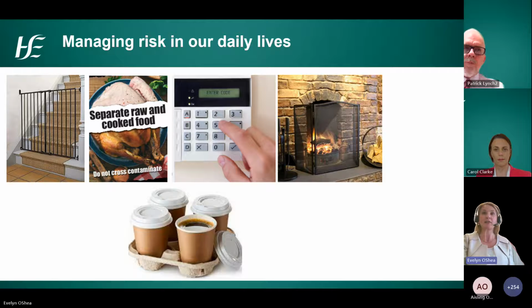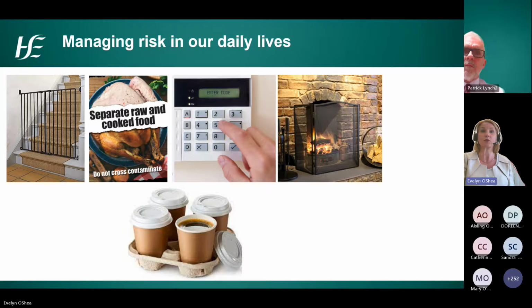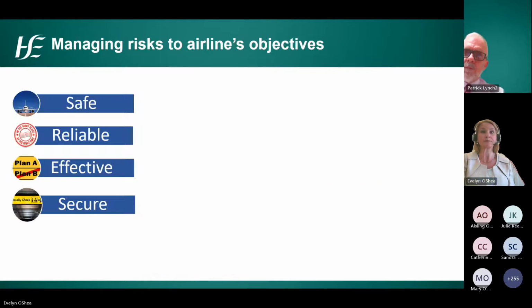We all manage risk every day, very often without realising it. We put a gate on the stairs to protect our little ones. We store and prepare raw food separately from cooked food. We lock our external doors and put on the house alarm going to bed at night. And we place a spark guard in front of the open fire. And we put a lid on our takeaway coffee when carrying it. So risk management is something that we all do naturally and intuitively in our daily lives. And maybe for many of us, we just don't have the language for describing how we manage risk.